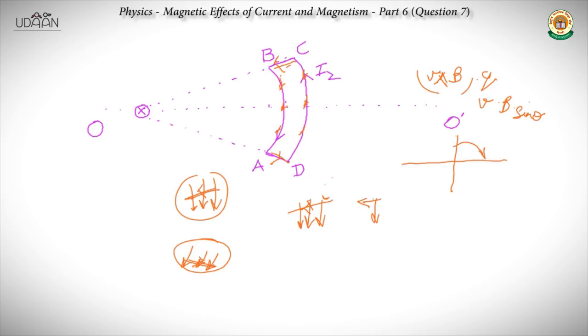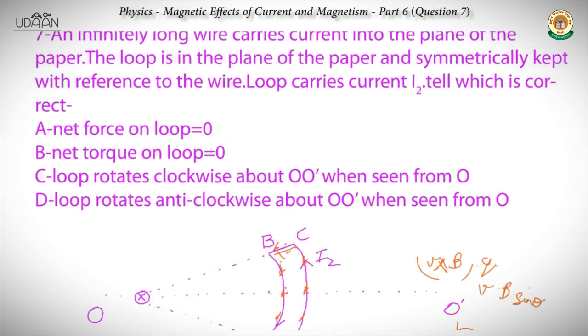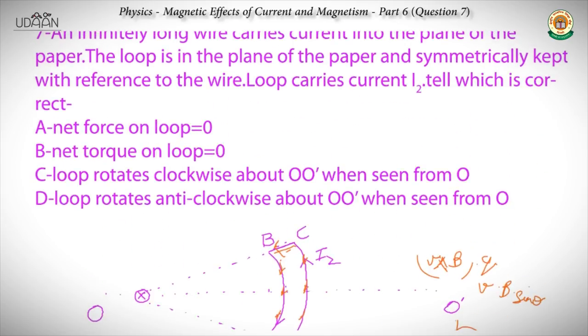So going back to the options and seeing which ones are true. The net force on the loop is 0. This is correct. And C, loop rotates clockwise about O dash when seen from O. So we are considering it from the point of view of where the wire is placed, right? Yes, yes. So, okay, fine.